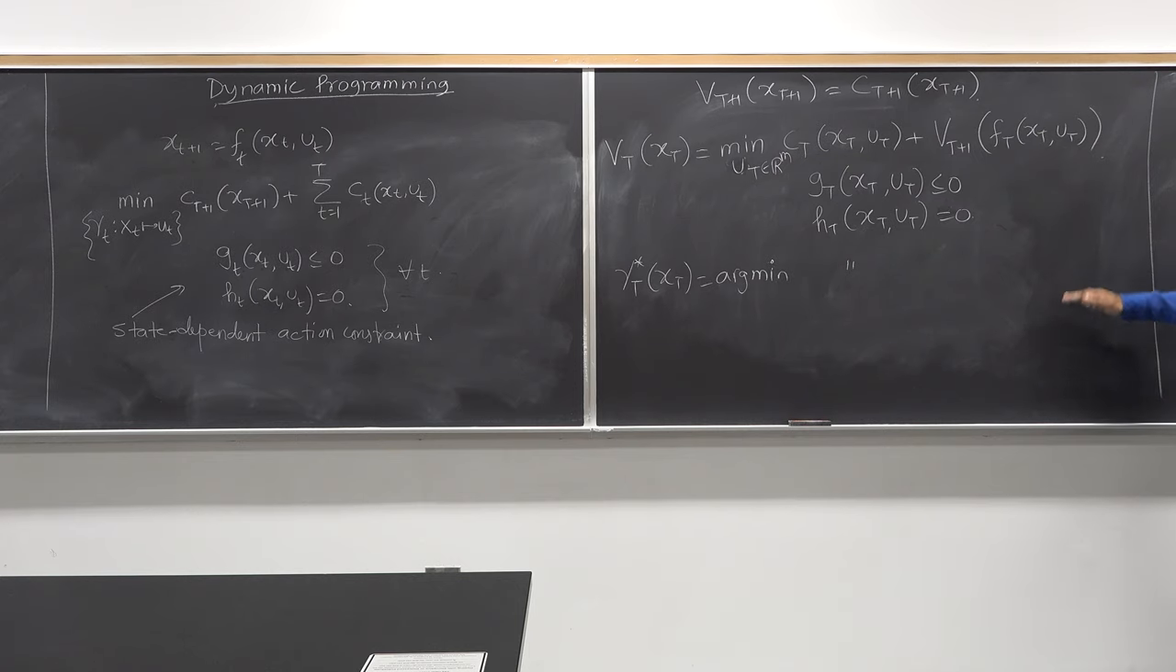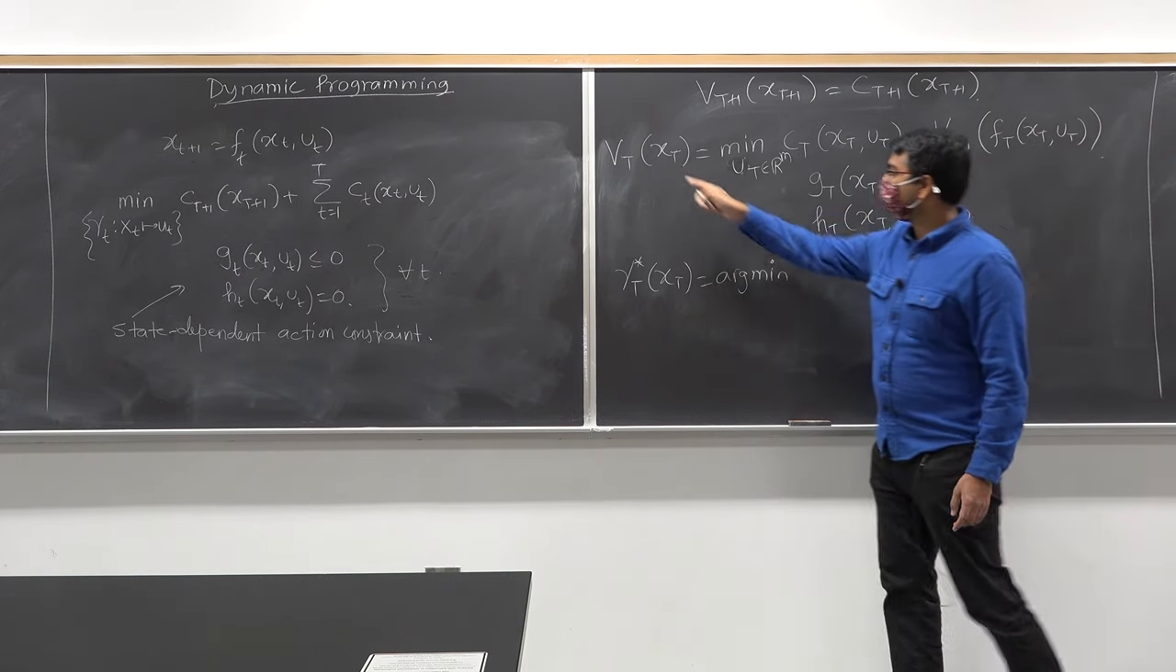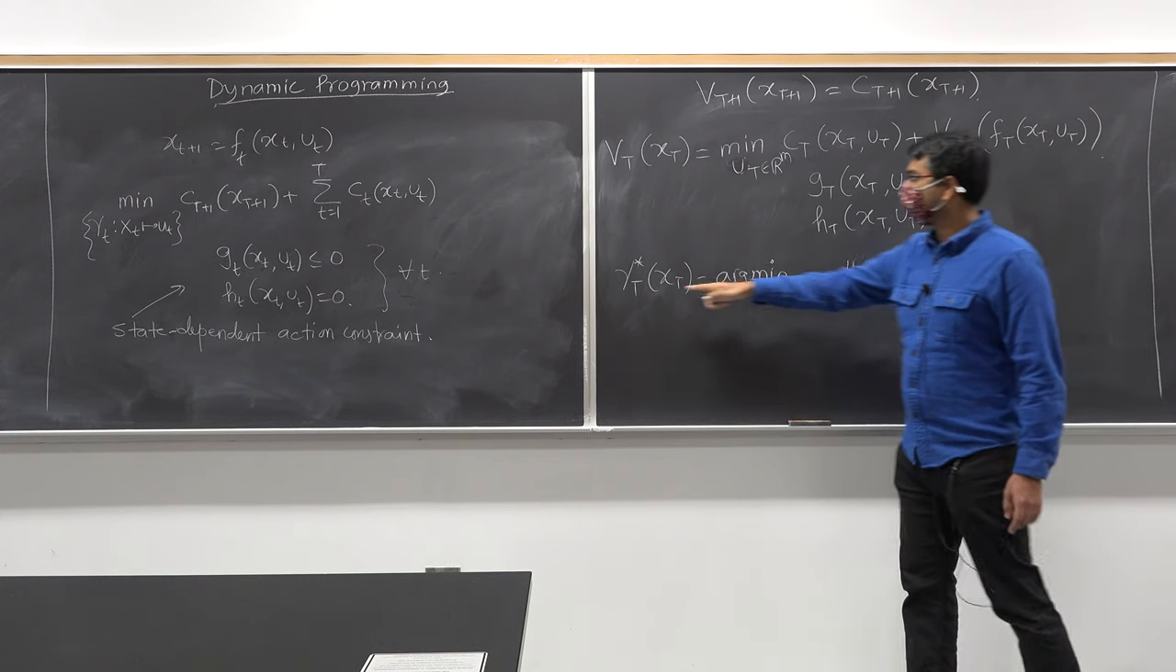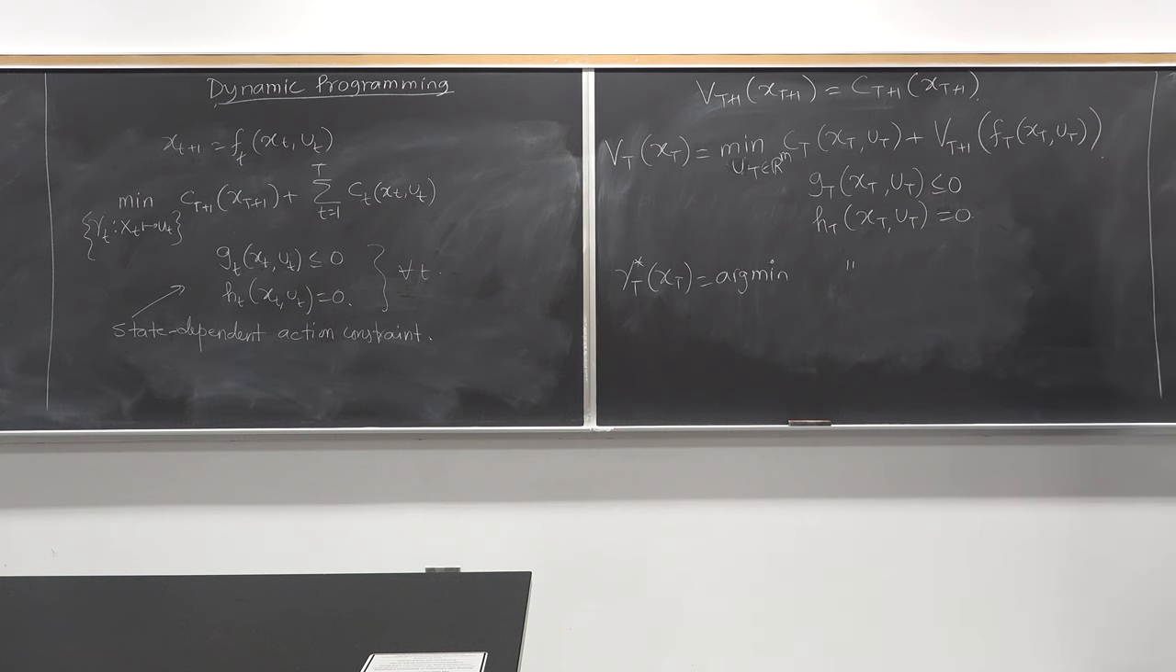Okay, I can continue this step at every point of time and I can solve for the optimal solution. The optimal solution will be stored in gamma star t, the optimal value will be stored in V_t, and I can keep going one step back and redo the whole computation.